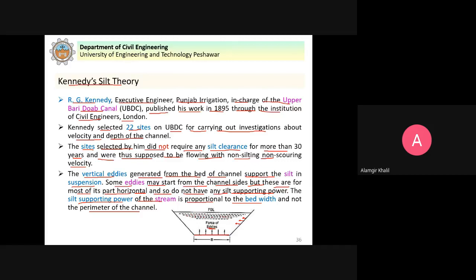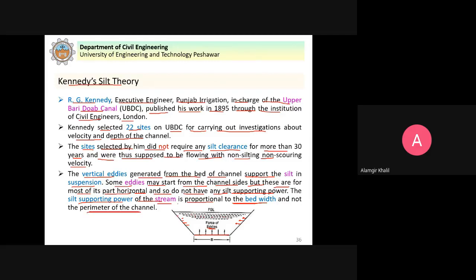This is required, because if the silt keeps on settling, that is not desirable, because in the long run it will affect the discharge carrying capacity of the channel. So according to this theory, the side eddies which are generated from the sides do not have silt supporting power. So the silt supporting power of the stream is proportional to the bed width and not the perimeter of the channel.